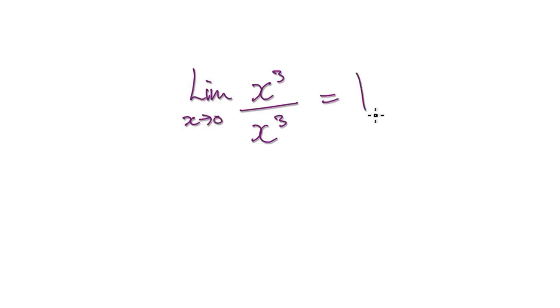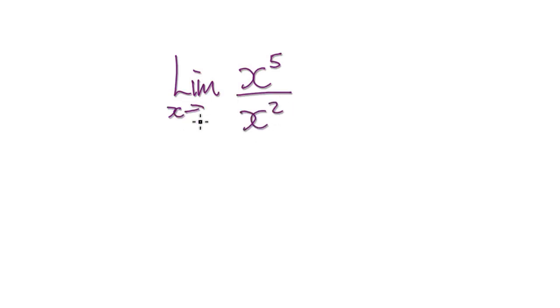Even if you have the limit of x to the power 3 over x to the power 3, the limit of this as x heads towards 0 will still be 1. Okay, so as it turns out, if I were to give you this, what is the limit of x to the power 5 divided by x to the power of 2, say, as x heads towards 0?